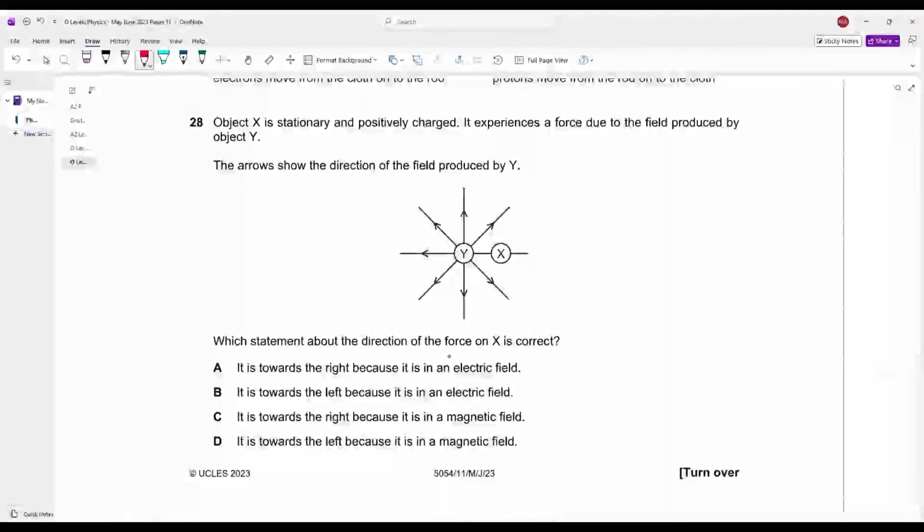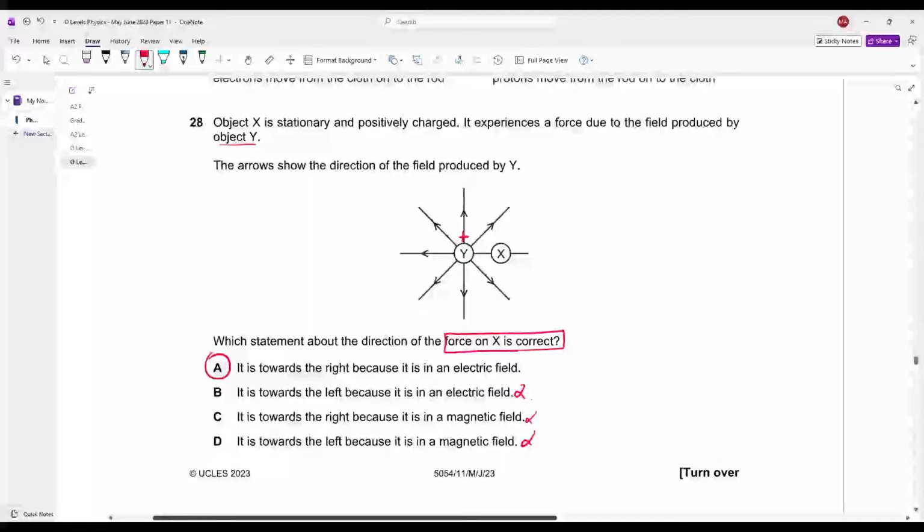Object X is stationary and positively charged. It experiences a force due to the field produced by object Y. ठीक है, object Y क्या है? Positive charge. क्यों? क्योंकि इसकी field lines out of the charge जा रही हैं. The arrow shows the direction of the field produced by object Y. Which statement about the direction of force on X is correct? It is towards the right because it is in an electric field. हो सकता है. It is towards the left. No. No, no. A आंसर होगा. 28 का आंसर is A.